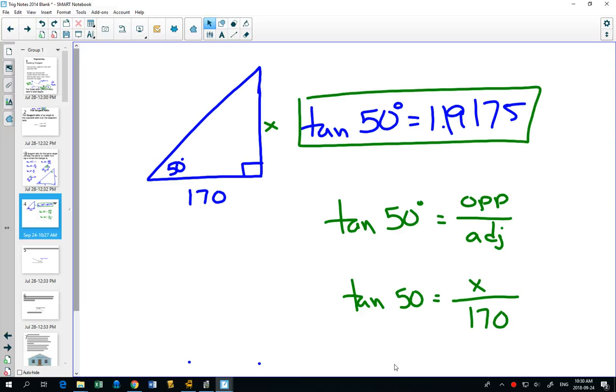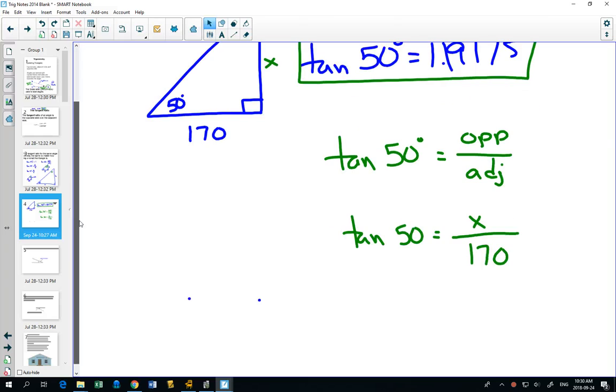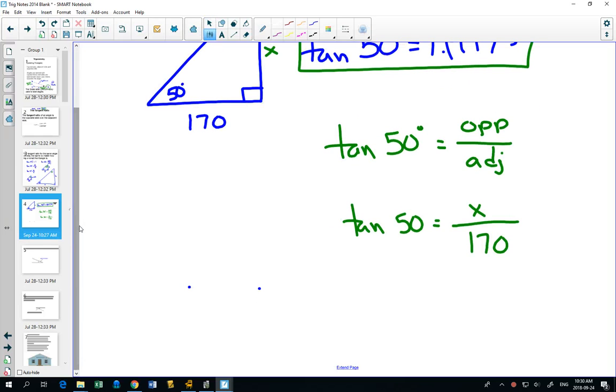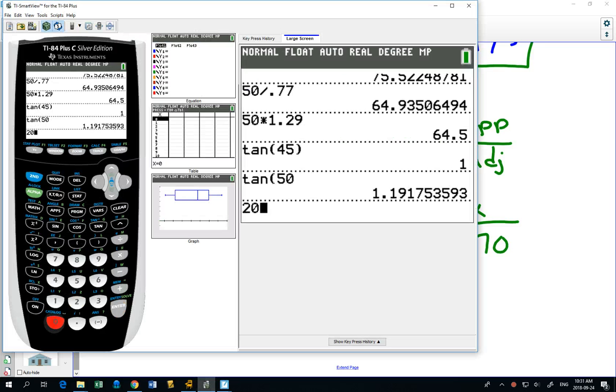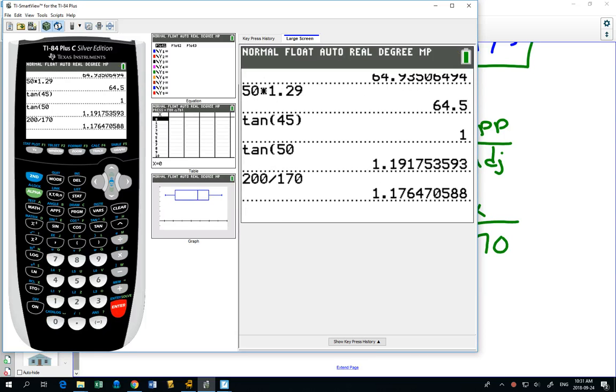Okay, I don't want an exact number. Just give me a guess. 200. So her guess is it needs to be bigger, so let's guess 200. 200 divided by 170 is 1.17.